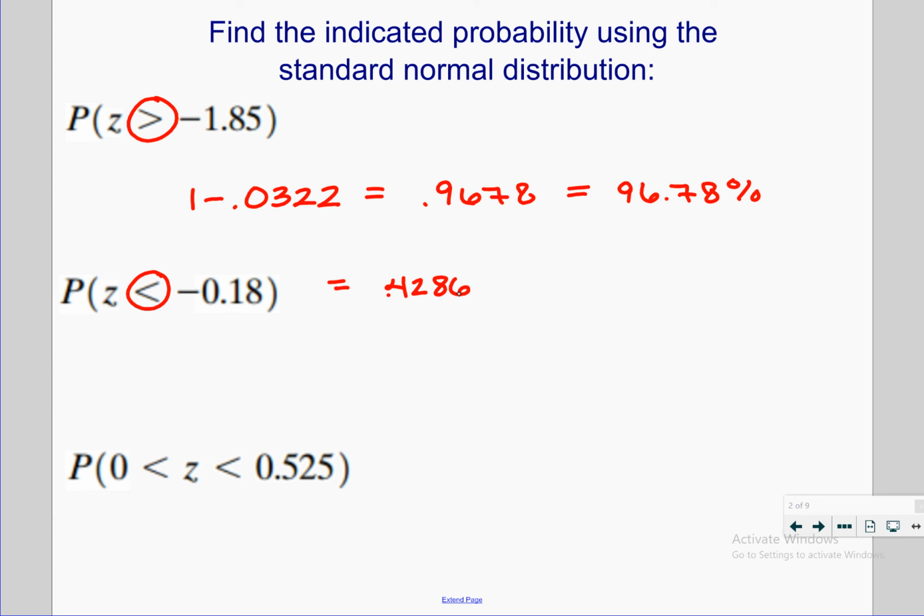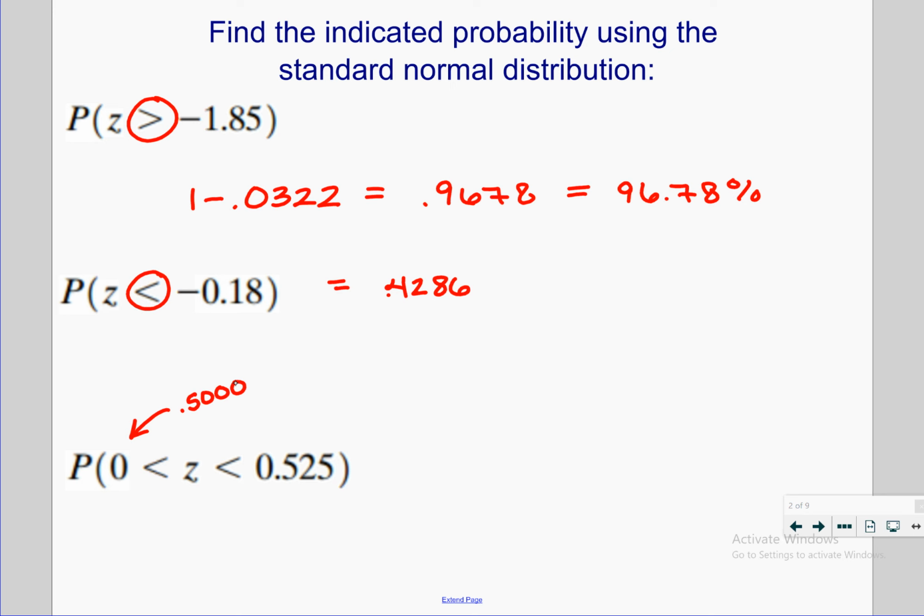Okay. Last one, find the probability that our z-score is between 0 and 0.525. 0 is one that you probably do not need to look up. If you have a z-score of 0, where are you on a bell curve? In the middle. So what's the probability or the area to the left? It's 0.5. And if you look it up on your chart, if you find 0.00, it's going to be 0.5000, which is 50%.